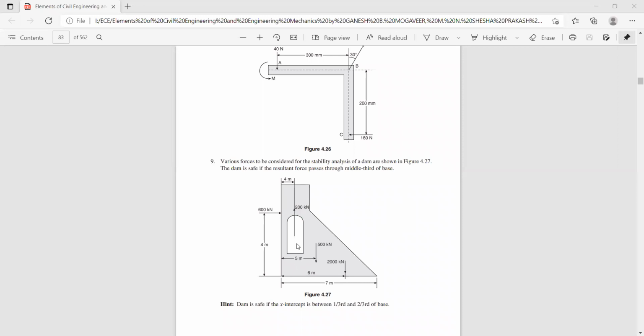Next is sigma Fy. Here you have 200 acting in the upward direction, minus 500, minus 2000, which is totally minus 2300 kilonewton. So sigma Fx is 600 kilonewton and sigma Fy is minus 2300 kilonewton. You can find the magnitude of the resultant: R is equal to the square root of 600 squared plus minus 2300 squared. Thereby you will get the magnitude of the resultant.